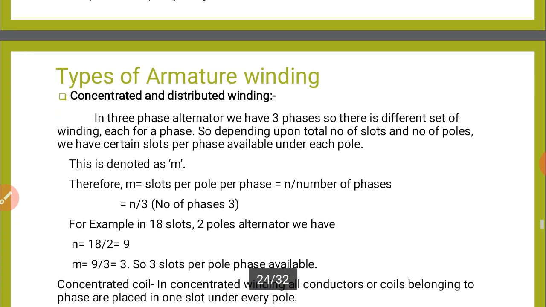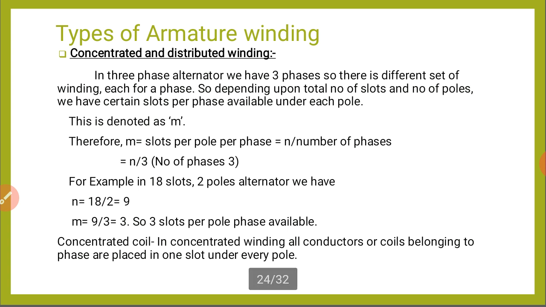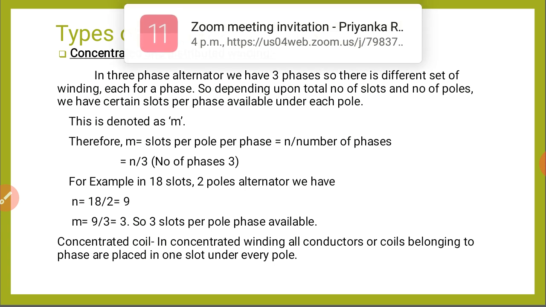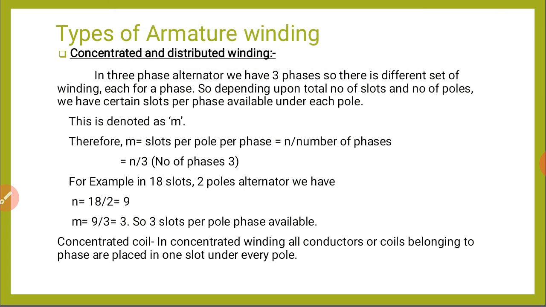Now next is concentrated and distributed winding. Now we know in the case of an alternator we have three phases. So there are three different sets of winding, each for a phase. Depending upon the total number of slots and number of poles, we have certain slots per phase available under each pole, and it is denoted by M. Now try to understand what M is. So M is equal to slots per pole per phase.